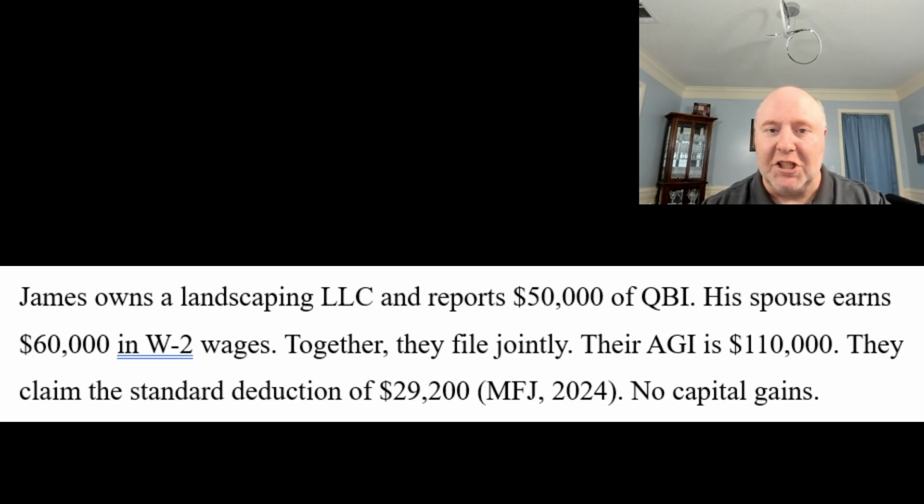So we need to go ahead and figure out, well, what is our modified taxable income? Well, we take our AGI of $110,000. We're going to subtract out our standard deduction of $29,200. That's going to give us $80,800. That is our modified taxable income. We'll multiply that by 20%, and that's going to be the ceiling. We won't get a QBI deduction that's going to exceed 20% of $80,800. We may get less, but that will be our ceiling, 20% of modified taxable income. All right, let's try another one.